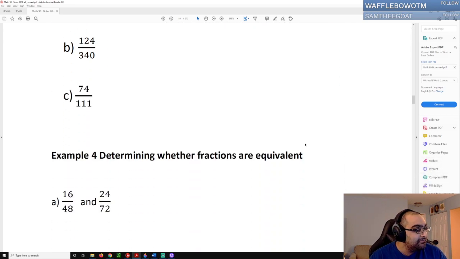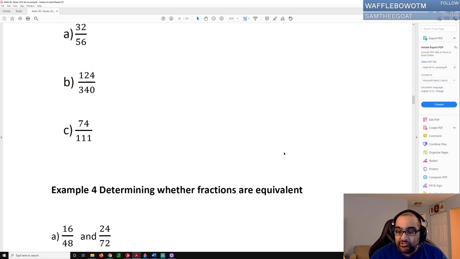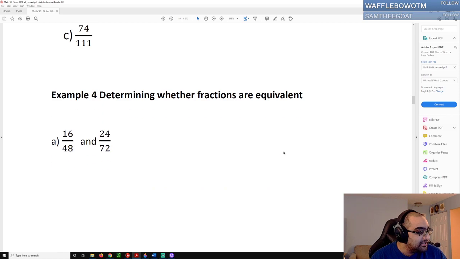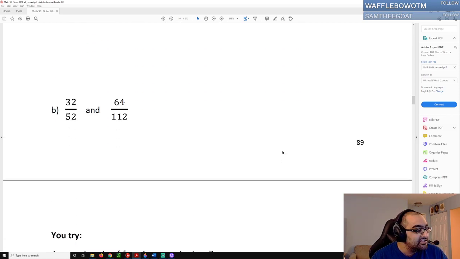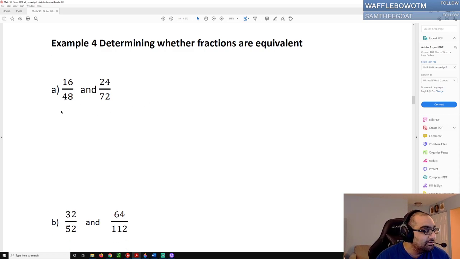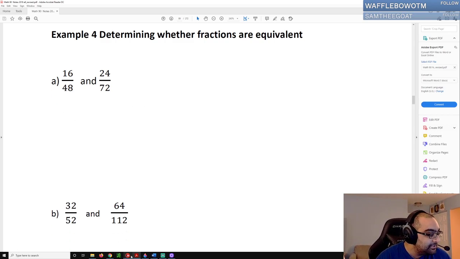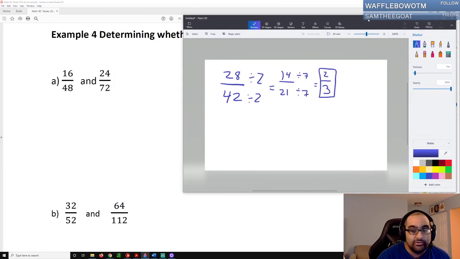All right. So there's a few more examples there that you can try there, but let's go ahead and take a look here at a couple more examples. This time, we want to determine whether these fractions are equivalent, yes or no. So we take a look here. Let's take a look at a couple of these, and we're going to determine whether they are equivalent or not.